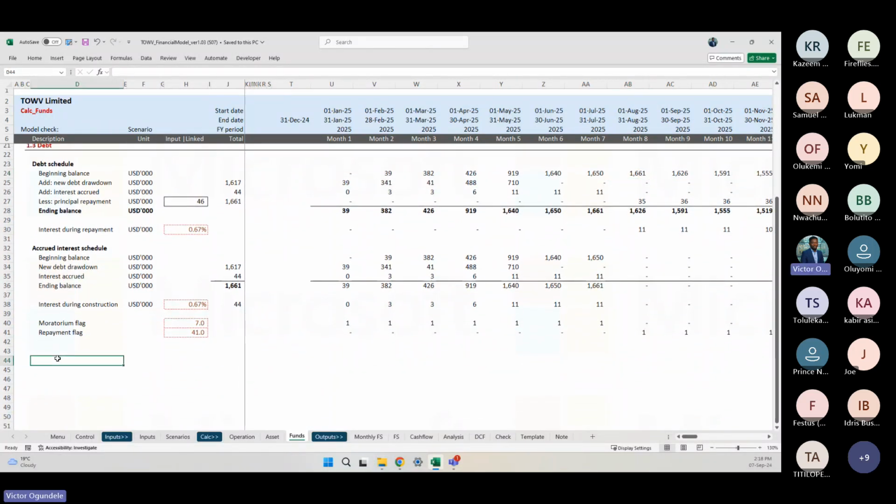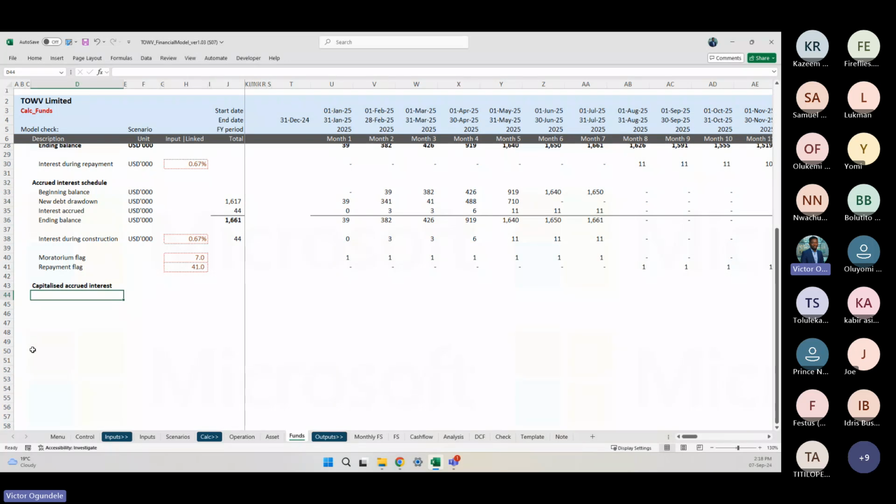Right? So we need to be able to now what? So let's call this our capitalized accrued interest. And that will be my beginning balance. Then I'm adding my interest accrued. Then I'm deducting, so less interest amortized, or interest depreciated, then ending balance.